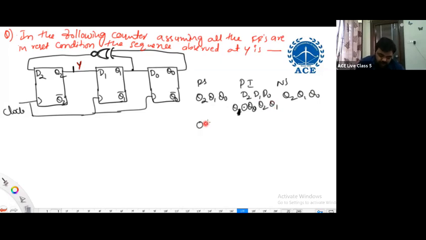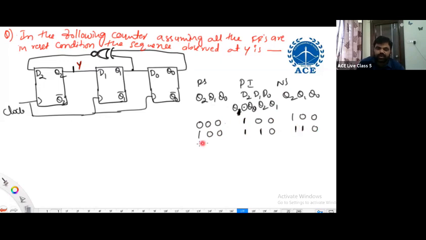So if I start with 0, 0, 0, initially the reset condition, then what do we get here? Q1 XNOR Q0, 0 XNOR 0 is 1. Q2 is 0. Q1 is 0. What is the next data? 1, 0, 0. 1, 0, 0 is becoming the present state now. Then Q1 XNOR Q0, 0 XNOR 0 is 1. Q2 is 1. Q1 is 0. What is the next data?